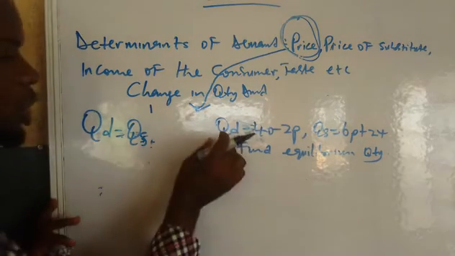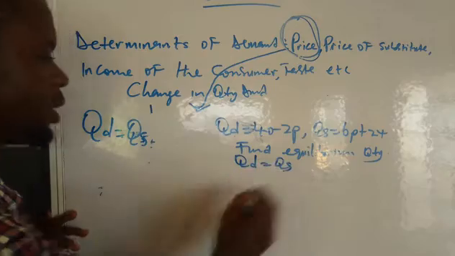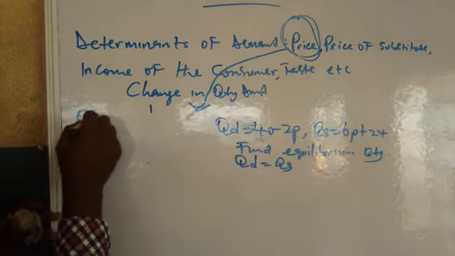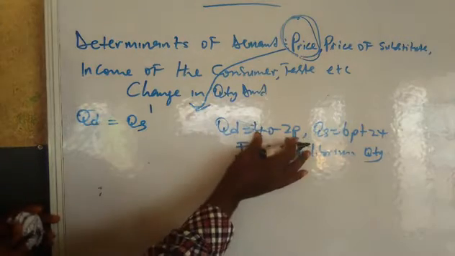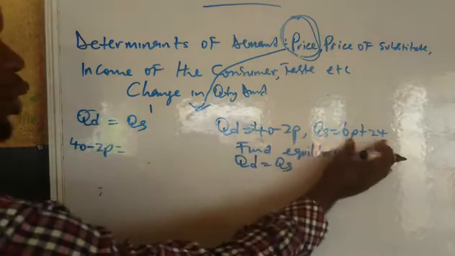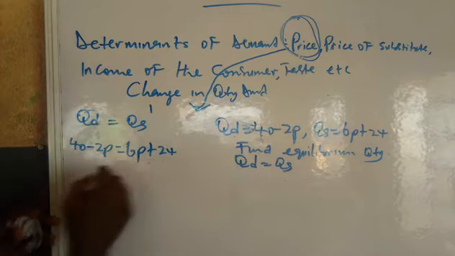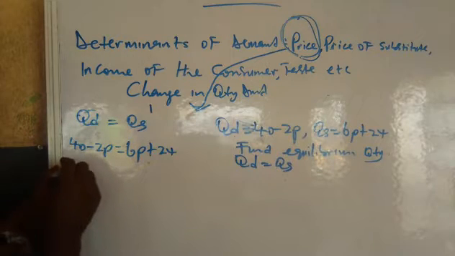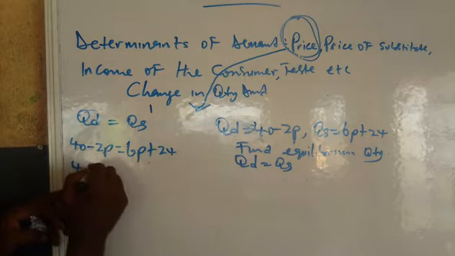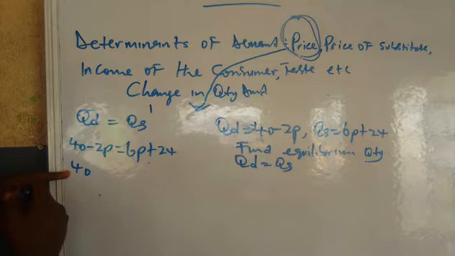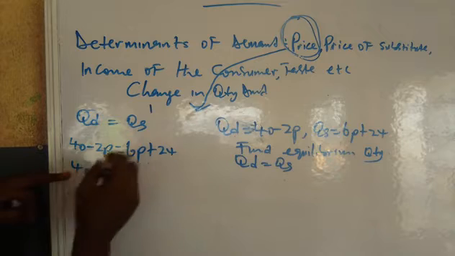So just make your QD equal QS. Do you understand? So QD equals QS. Then my QD, the equation, write it under QD: 40 minus 2p equals the equation of QS, 6p plus 24. So we'll be collecting like terms. Please, you need to know how to collect like terms. So we have 40, then 24 will come here. It becomes... is the equation correct? Okay, yes. So we have 40 plus 24.